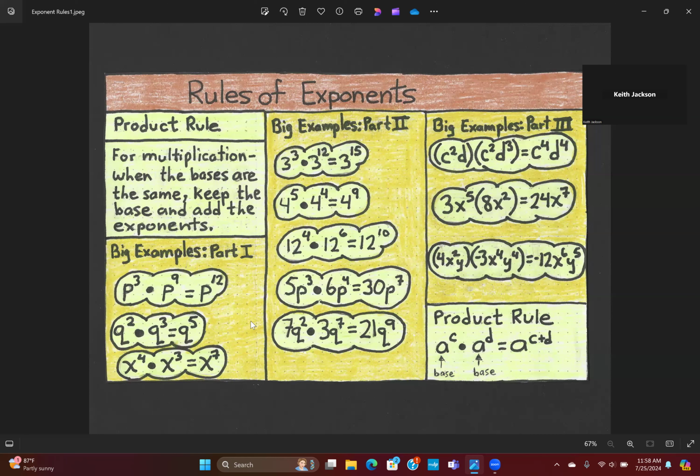Now let's take a look at q to the second power times q to the third power. Again, that's q to the fifth power. And x to the fourth power times x to the third power is x to the seventh power.